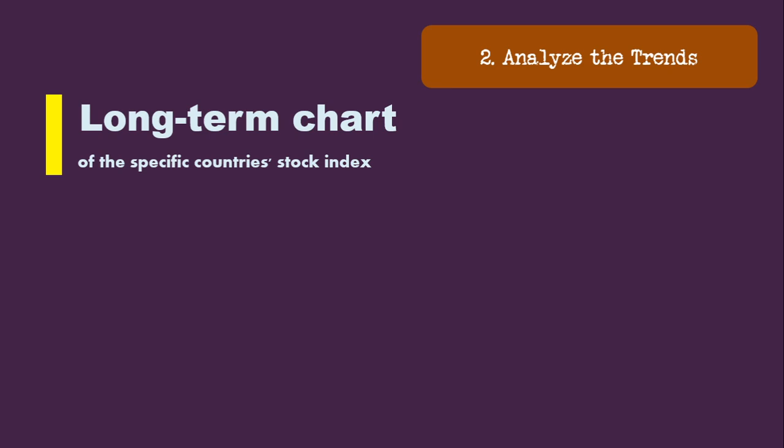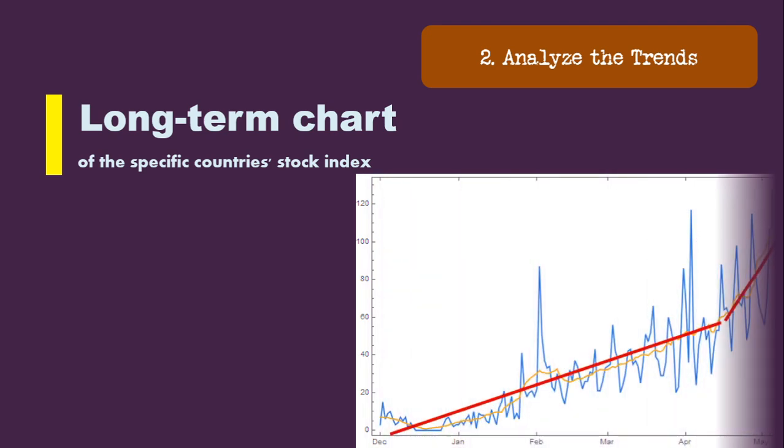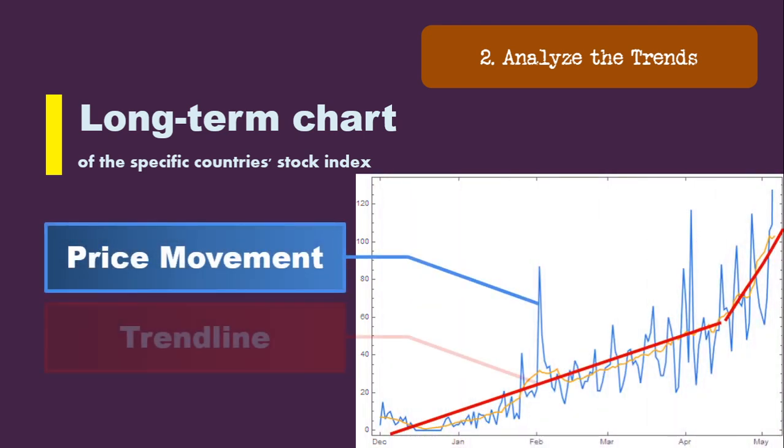You can visualize in the chart. The blue line shows the price movement over a period of time. It has a lot of ups and downs. The red line is the overall trend that shows the overall uptrend or the downtrend. These first two steps can help you discover the countries that would match your wants and needs for diversification.